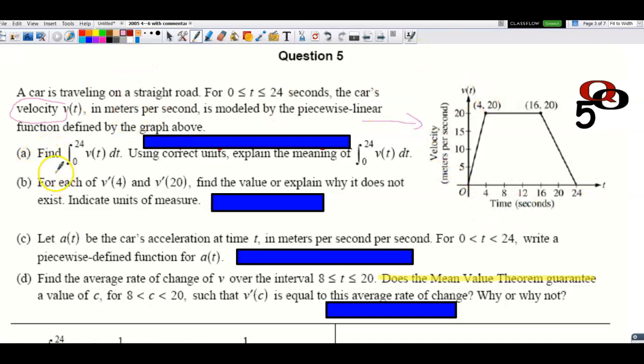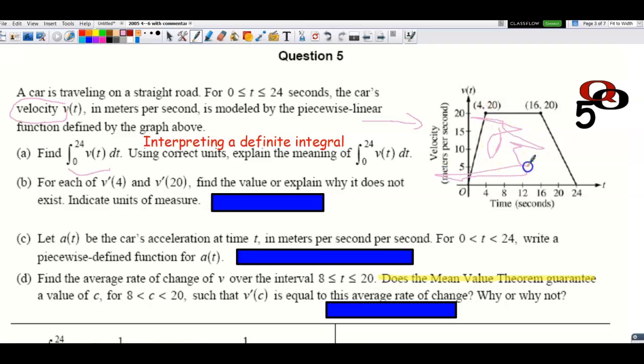In letter A, find the integral from 0 to 24 of v of t. So we're going to accumulate area from 0 to 24 using geometry. Using correct units, explain the meaning. So we are interpreting a definite integral. First, to accumulate area from 0 to 24, this is clearly a trapezoid right over here. So we're finding all of the area.